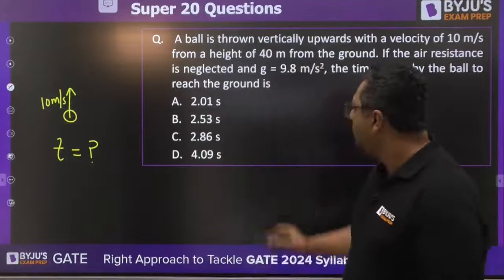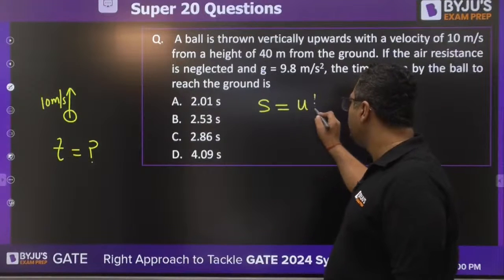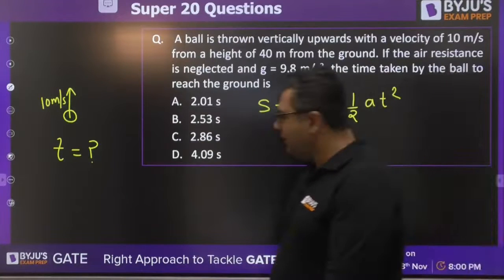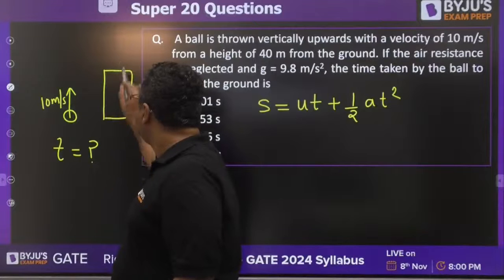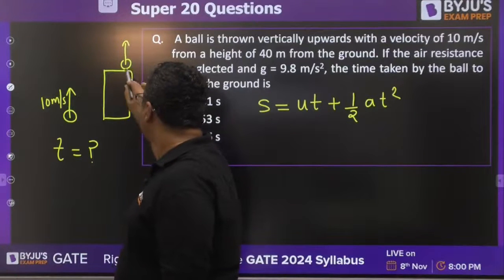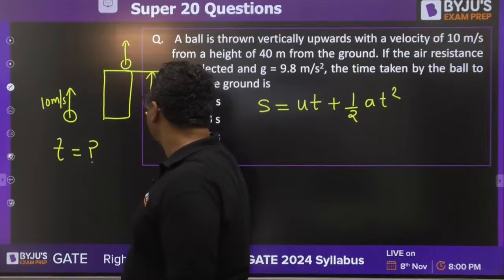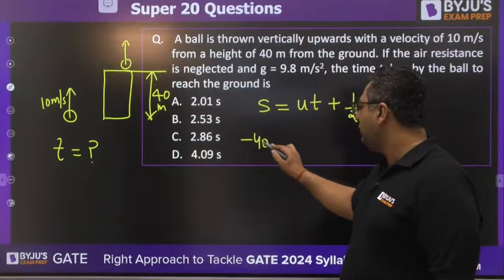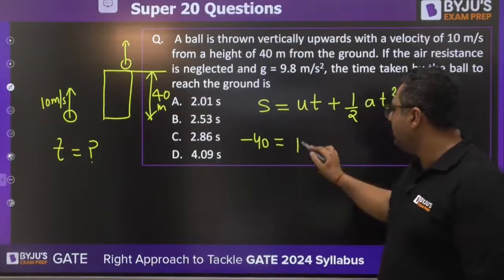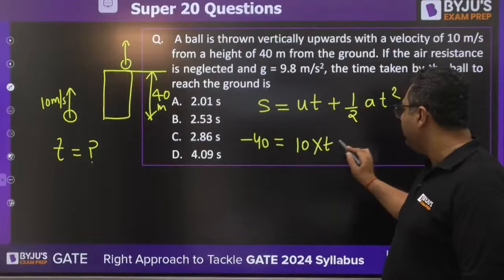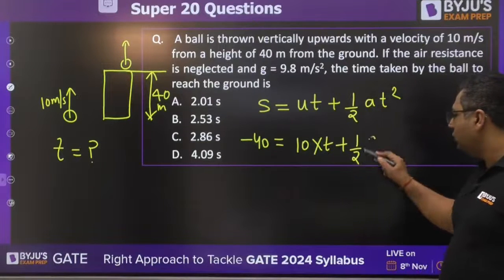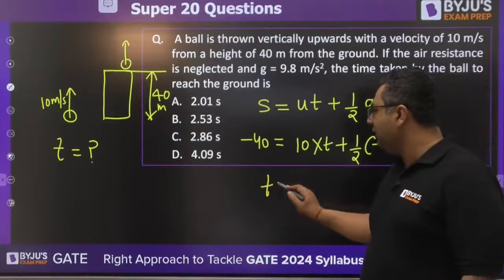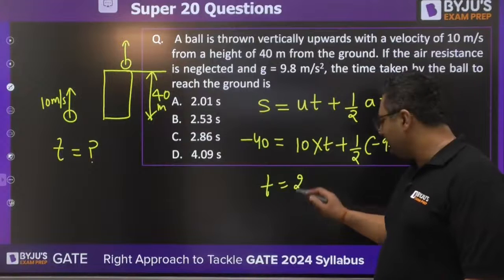Very good, guys. So you will simply apply S = ut + half at square. Here S is the displacement. If it is from a height of 40 meters, the final displacement is going to be 40 meters, so you will put it as minus 40. Velocity is 10. You need to find out T. Plus 1 by 2 into minus 9.81 into T square. You will be getting T value to be 4.09 seconds.